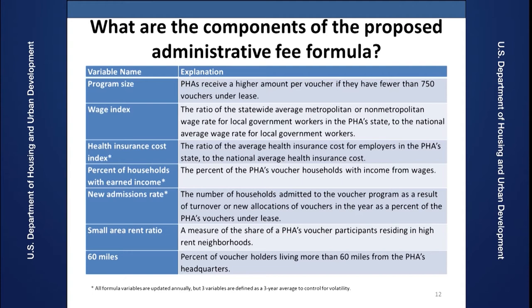So the first is the percent of households with earned income, which is the percent of a PHA's voucher households that have income from wages. So this is one of the items that's reported through the 50058, and we have data on that. The new admissions rate is another variable, and this is the number of households admitted to the program, and this could be as a result of turnover or new allocations of vouchers, as a percent of the PHA's vouchers under lease. So this is an indication of how much new intake and new lease up work an agency has to do.